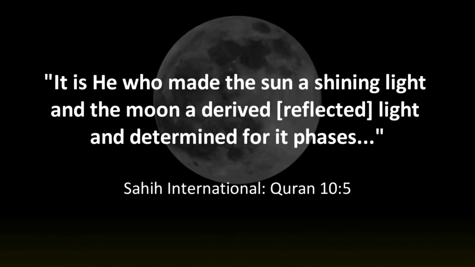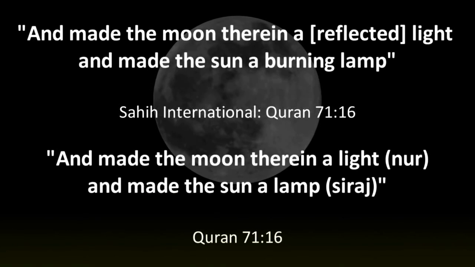It says derived light, or a reflected light. Although it doesn't say such a thing in the original verse, it just says nur, and the word nur means simply light. In the Arabic text, it only calls the moon a light. The same thing can even be found in another verse, chapter 71, verse 16. Again, the Quran calls the moon a light, but the Sahih International translation adds its own words to the verse and calls it a reflected light or a derived light.